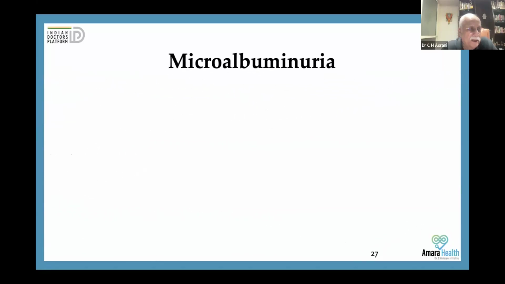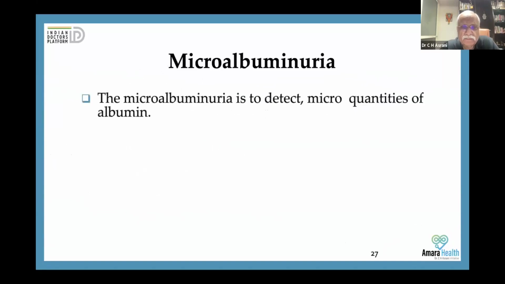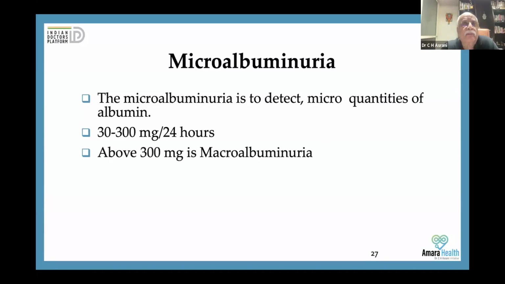Microalbuminuria, very important test. I don't know how many of you are doing it. It is to detect micro quantities of albumin in the urine. Quantitative estimation, not qualitative, not +1, +2, +3, +4. 30 to 300 milligram in a 24-hour period is microalbuminuria. Above 300 is macroalbuminuria.